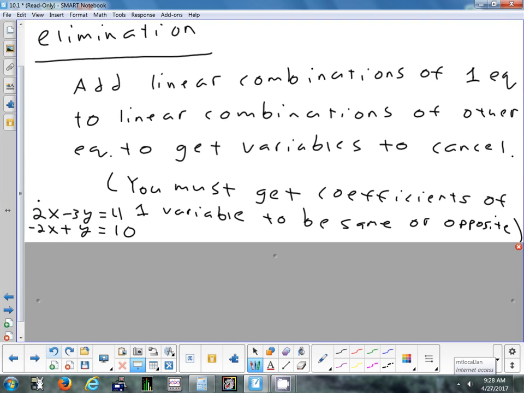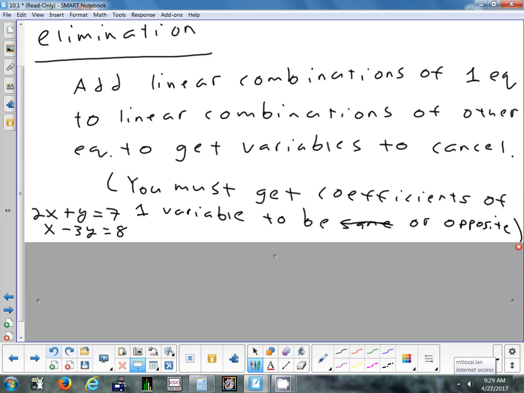If you don't have a number and its opposite right away, let's say you had 2x plus y equals 7 and x minus 3y equals 8, you can still use elimination, but you're going to have to multiply one of these equations by a number to get them to be opposites. I usually do opposite, I don't usually do the same, so we'll just stick with getting them to be opposites.